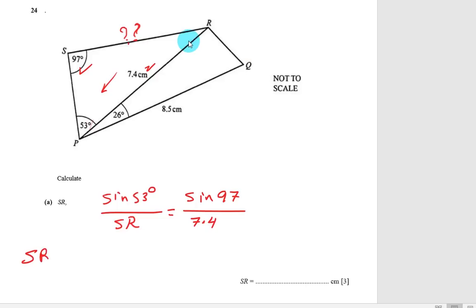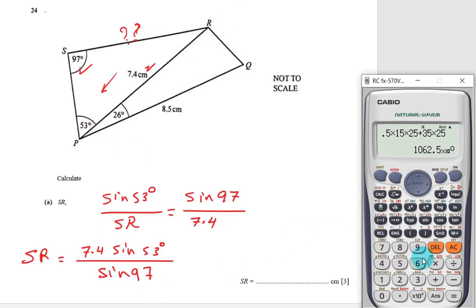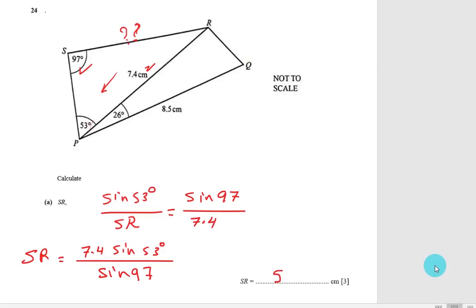So SR is equal to 7.4 sine 53 divided by sine 97. So let us go ahead: 7.4 by sine 53, close the bracket, divided by sine 97. So the length SR is equal to 5.95 centimeters.